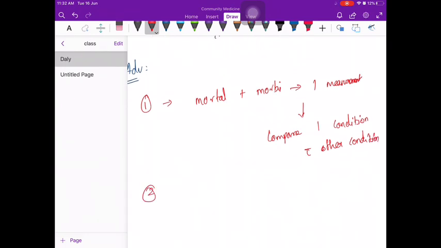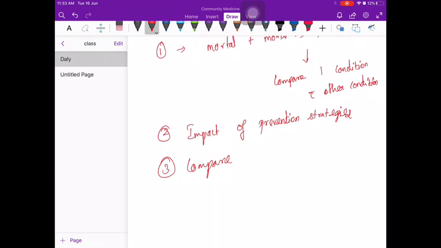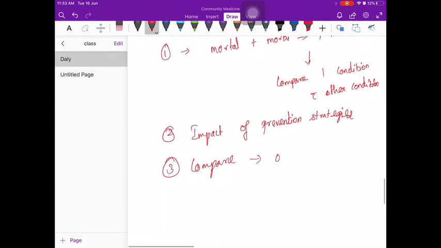And it is useful in assessing the impact of any prevention strategies that are to be implemented to prevent the occurrence of disease. And to compare the burden of a disease of a country with other countries. And it is also useful in formulating the health policies of the country.